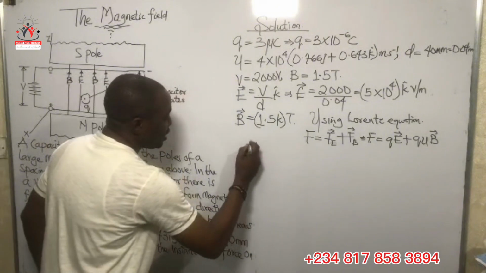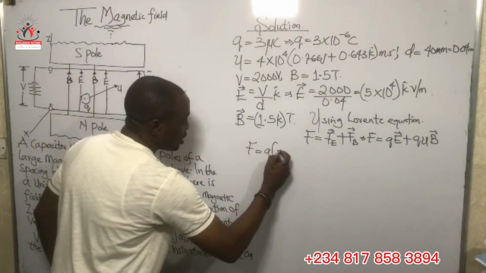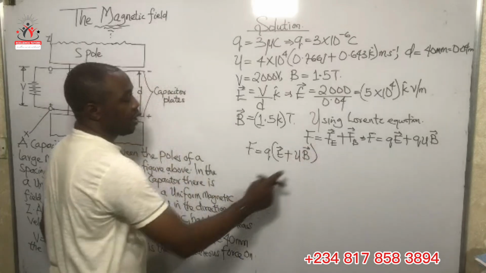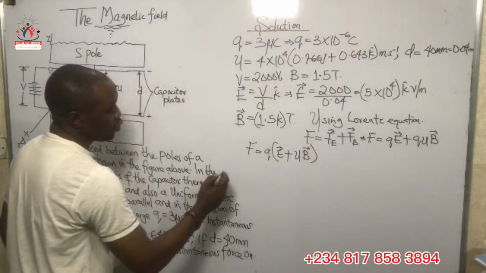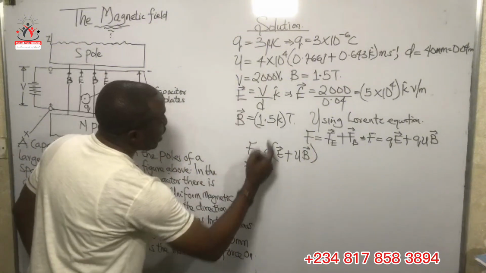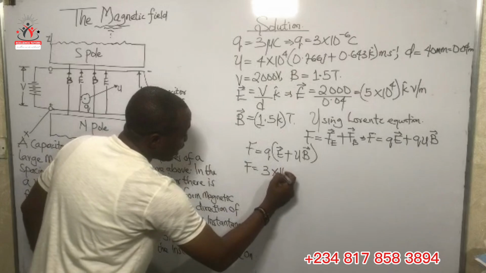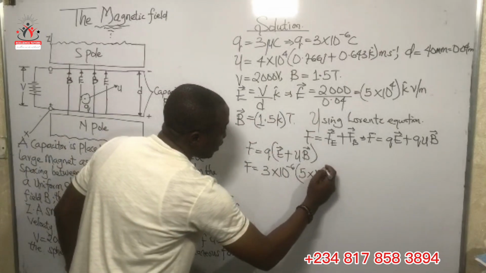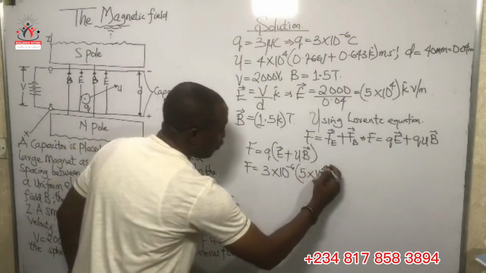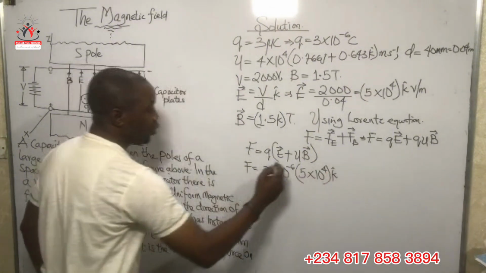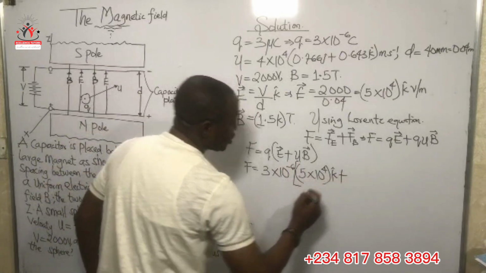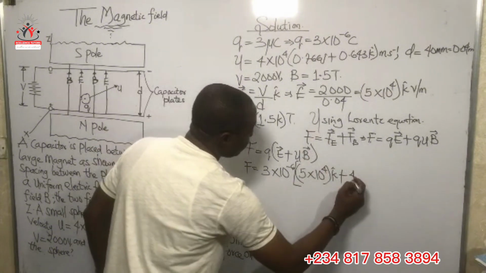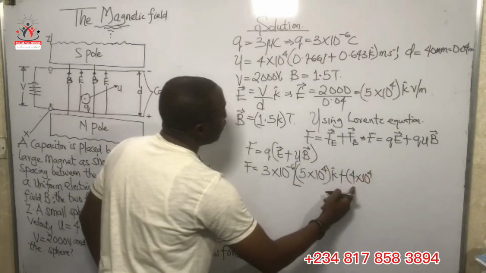All right, so we can write this as Q parenthesis E, the electric field vector, plus U cross the magnetic field vector. So now let's plug in the values we're given. The magnitude of the electric charge is 3 times 10 raised to the power of minus 6. The electric field vector is 5 times 10 raised to the power of 4, and remember, the unit vector is in the direction of Z. Then plus the instantaneous velocity, which is 4 times 10 raised to the power of 4.